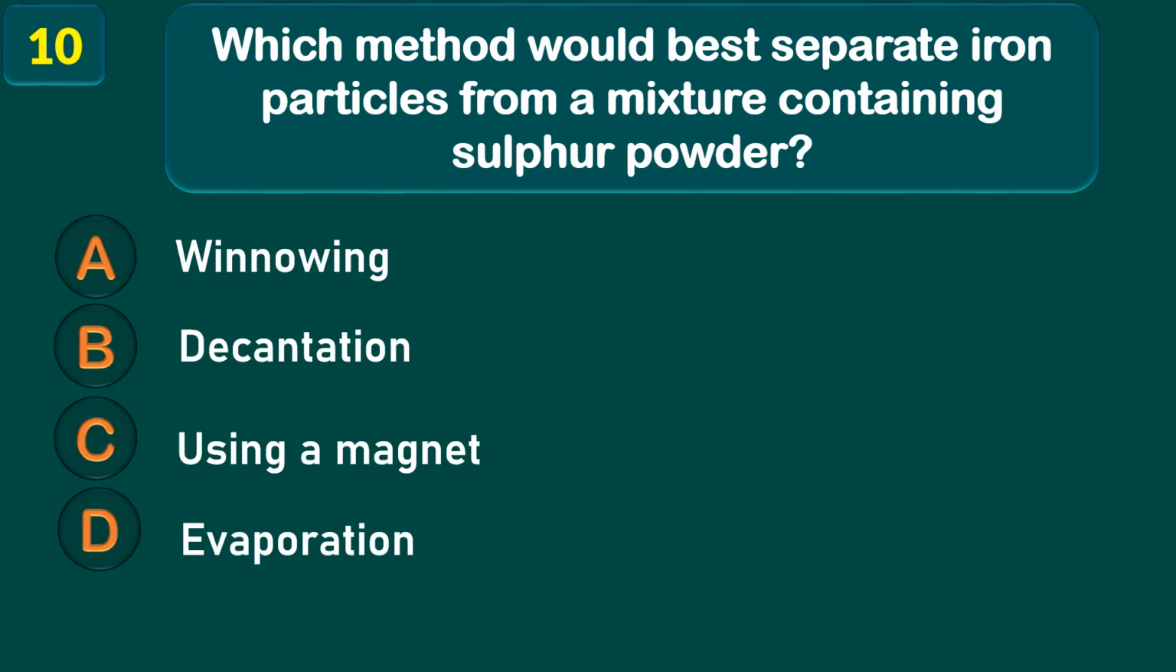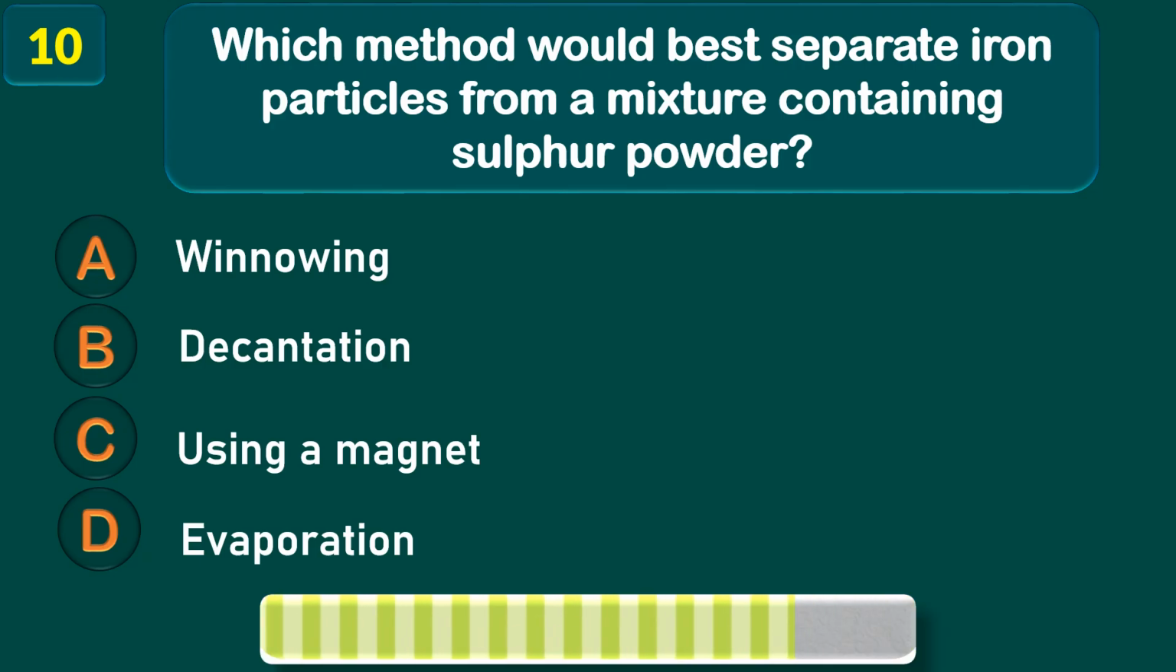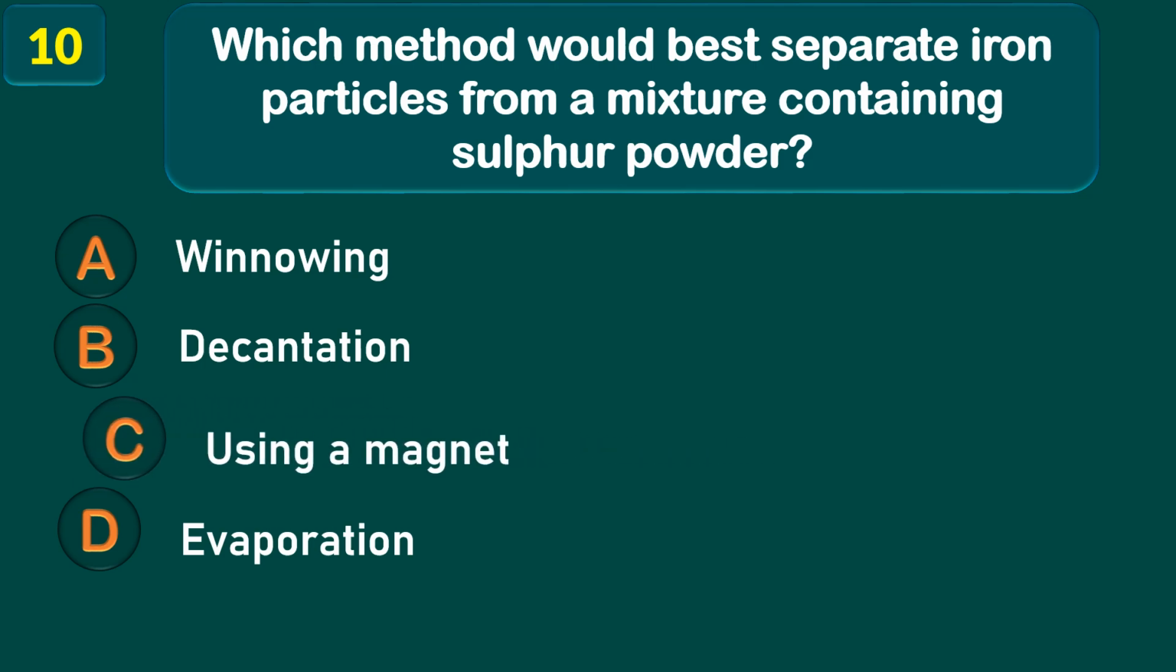Which method would best separate iron particles from a mixture containing sulfur powder? A. Winnowing, B. Decantation, C. Using a magnet, D. Evaporation. Answer: C. Using a magnet.